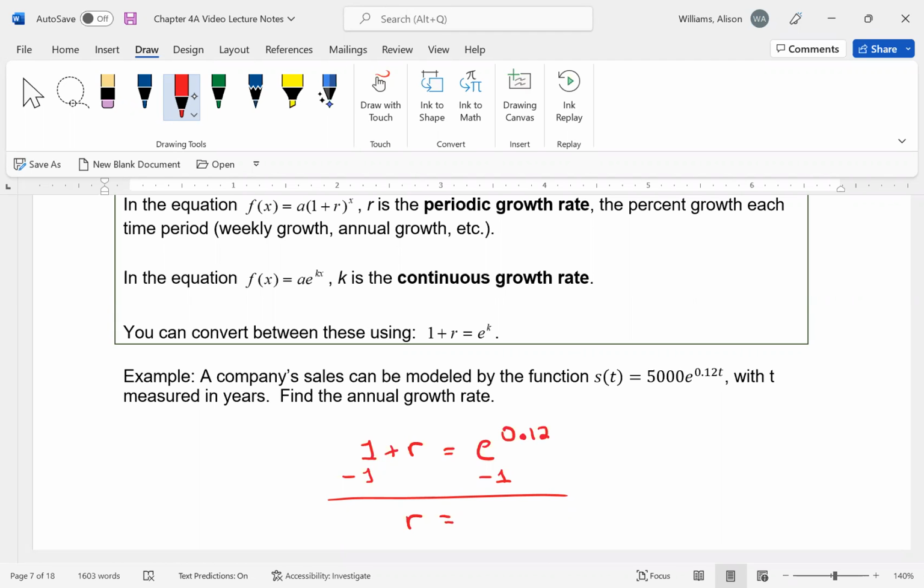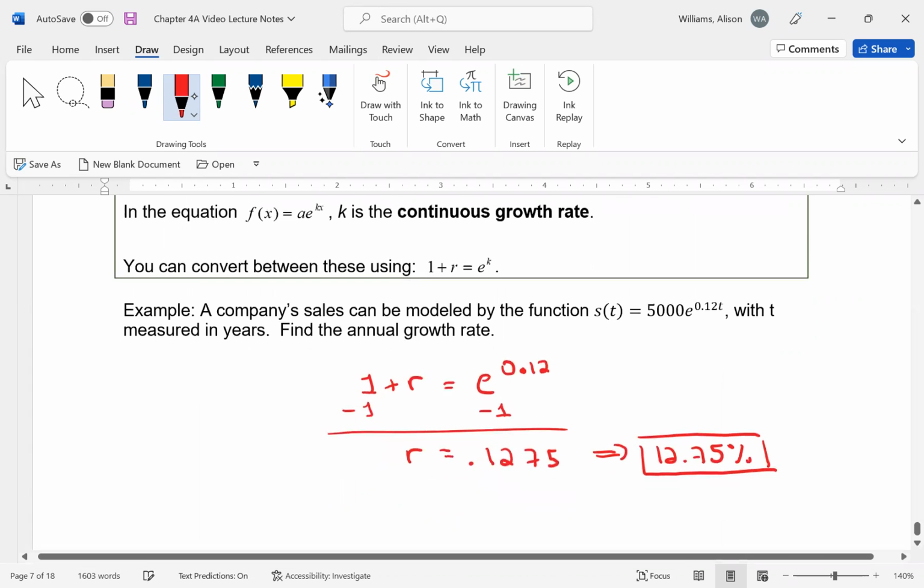And that gave me 0.1275, which as a percent would be 12.75%. So that's the annual growth rate for this company who was using an exponential growth model or continuous growth model.